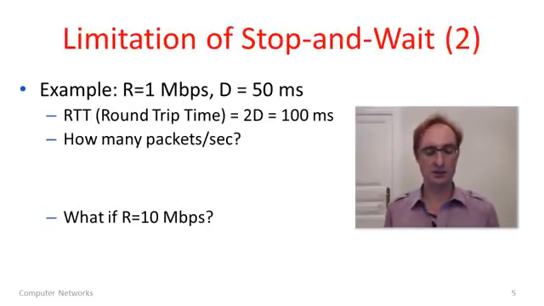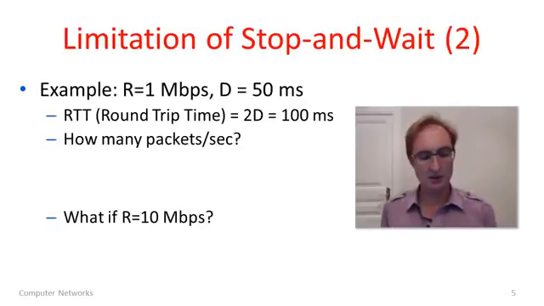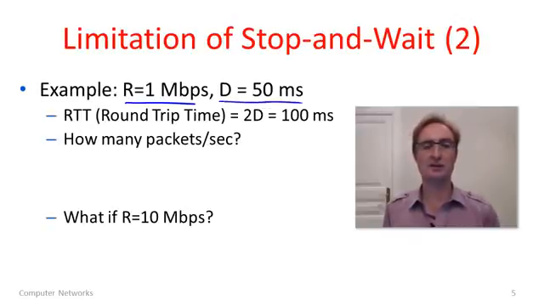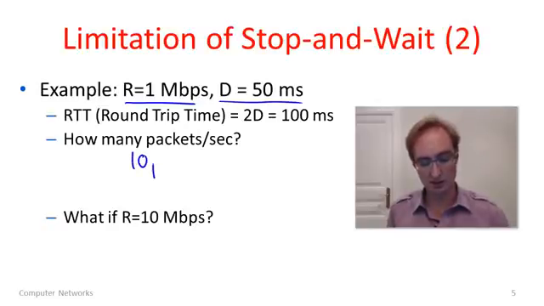So let's take a look at how much of a limitation this is. Imagine that we have a network with a rate of 1 megabit per second, that's the capacity of the network, and the propagation delay is 50 milliseconds. So the round trip time will be 100 milliseconds. How many packets a second can we transfer reliably over this network using stop and wait, which will turn out to be a sliding window of size 1? Well, I can see by inspection that if it takes 100 milliseconds, that's 1/10 of a second to send a bit to the other side and back, then at most we'll be able to send 10 packets a second.